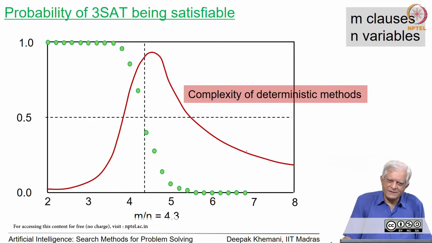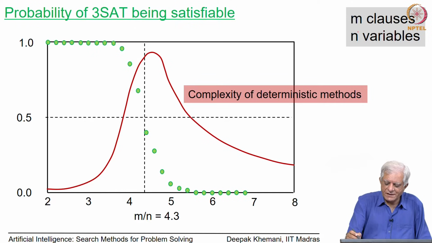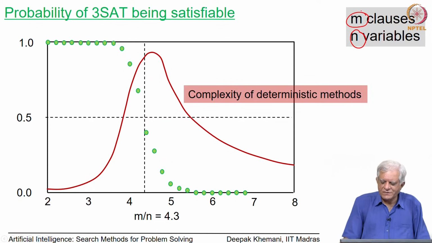So, remember that the 3 refers to the fact that there are 3 variables, or 3 literals, in a clause essentially. But in general, the number of variables could vary, and let us say if there are n variables and if there are m clauses, typically m is a multiple of n. Then people have studied what happens when trying to solve SAT using deterministic methods.